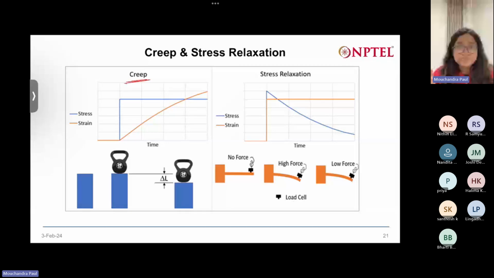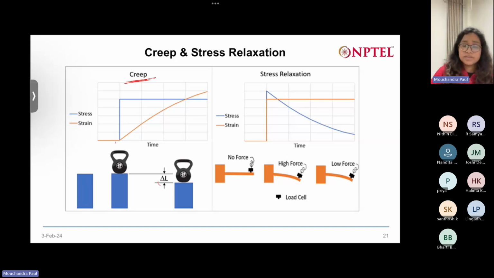This particular graph will better help you understand what I've just said. A piece of polymer is under a load, say 20 pounds, which is constant. You have given it once and you are not changing it. But in presence of that constant load, your strain, the change in length, is increasing. Strain is not just increasing linearly, it is increasing exponentially. So this is called creep.